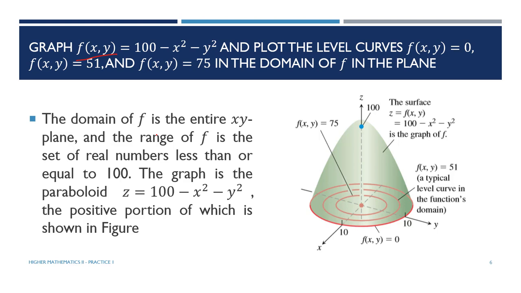The graph is the paraboloid that equals to 100 minus x squared minus y squared, and the positive portion of which is shown in this figure. So this one is the surface. This one is the surface of z equals to f of xy, which is 100 minus x squared minus y squared. It gives us this paraboloid.